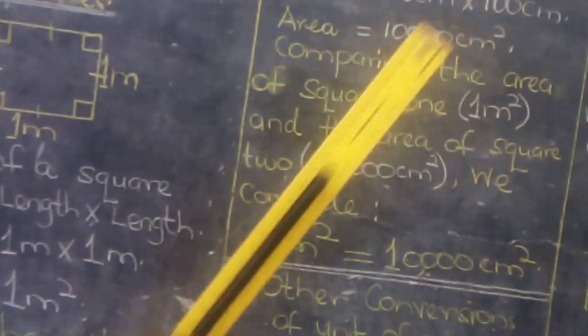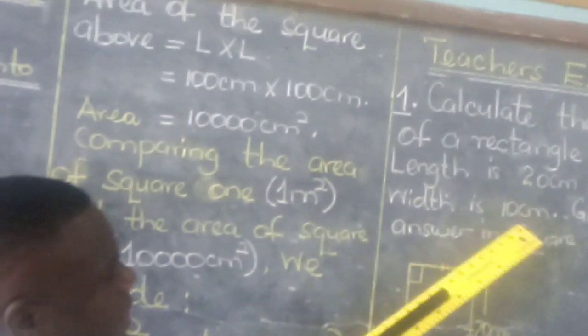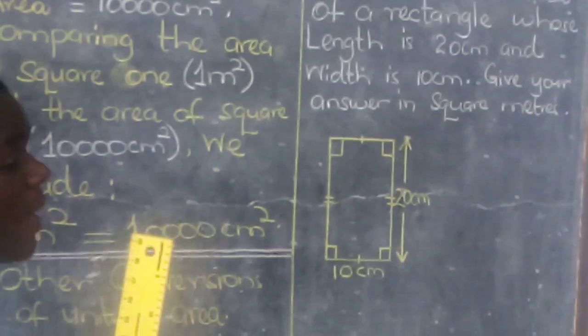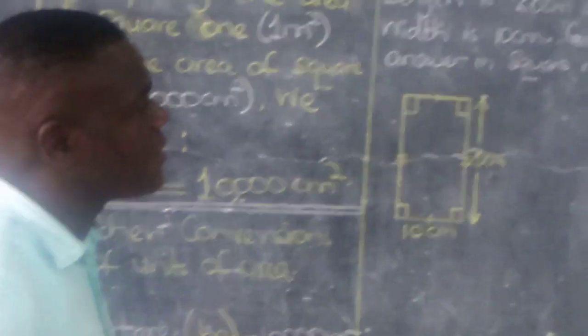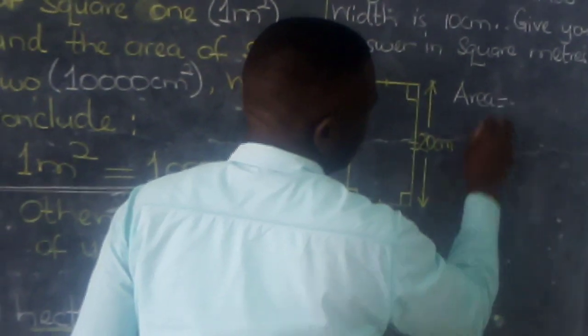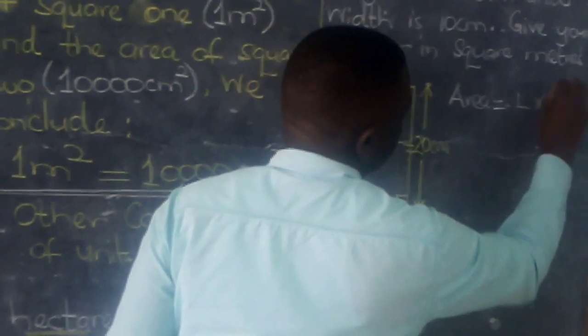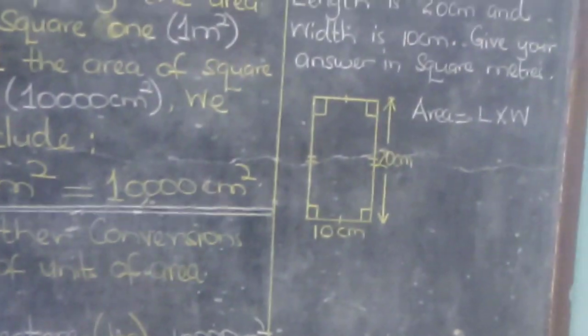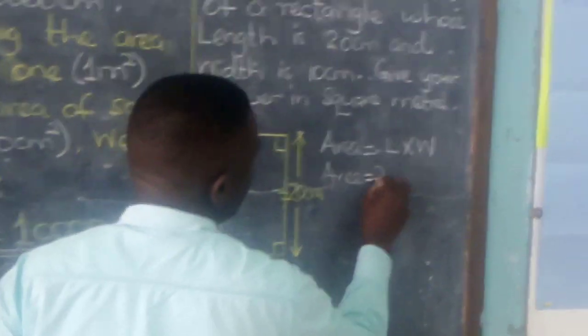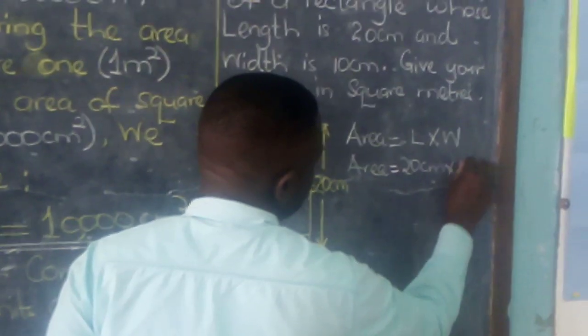I have 3 examples here. The first example is here. Calculate the area of a rectangle whose length is 20 centimeters and width is 10 centimeters. Give your answer in square meters and not centimeters. And so the first step here, where we have a formula, we write the formula. Area of a rectangle is equal to length multiplied by width. And so area here, we would say, is equal to 20 centimeters multiplied by 10 centimeters.